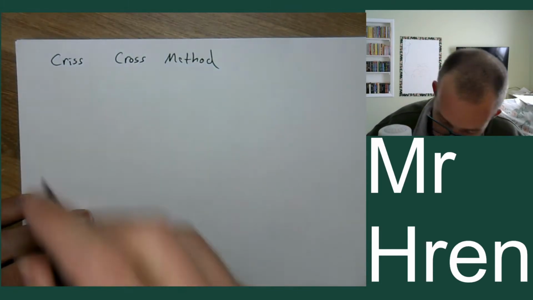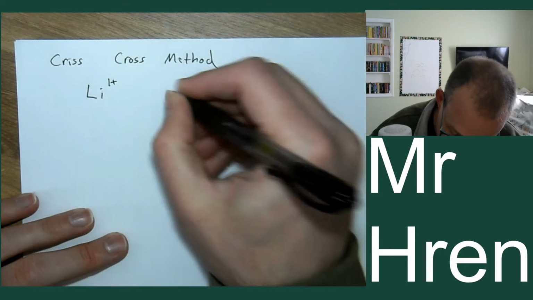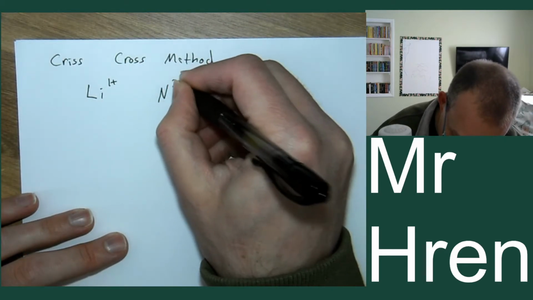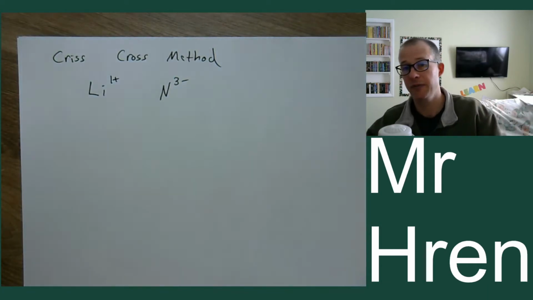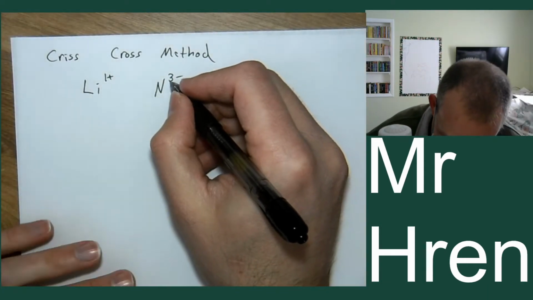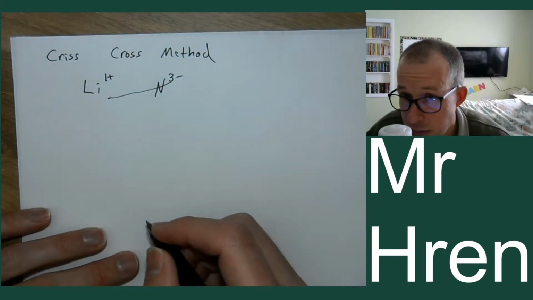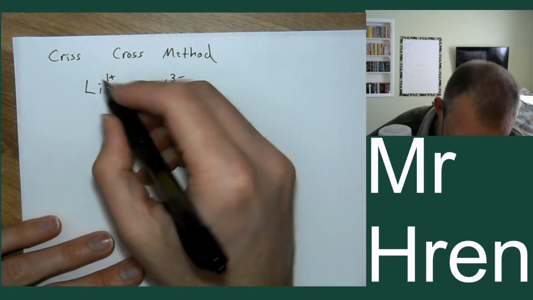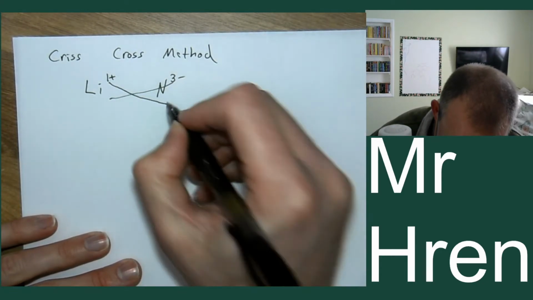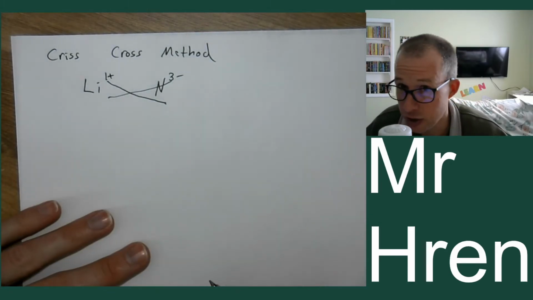pretty much just look at it like this. To go back to that example, lithium is a +1 charge. Nitrogen is a -3 charge. Here's all you've got to do. Whatever the charge on the negative ion is, it goes down there, but you just write the number. Whatever the charge on the positive ion is, it goes down there. But again, just the number. No actual positive or negative charge.